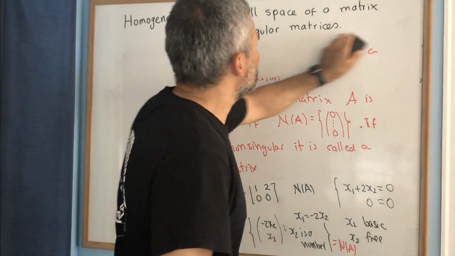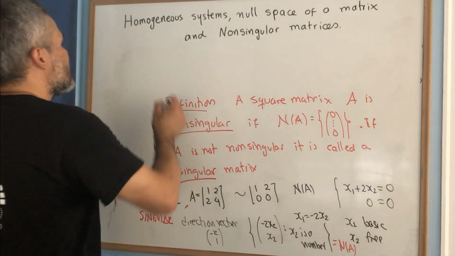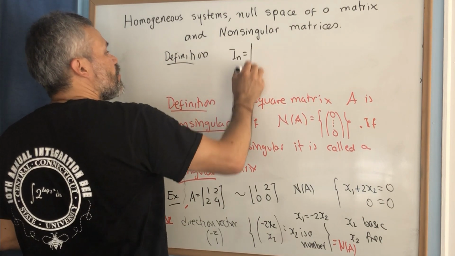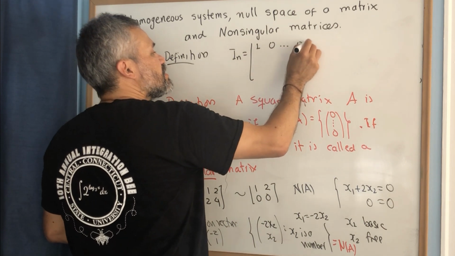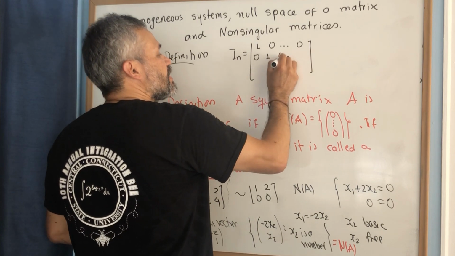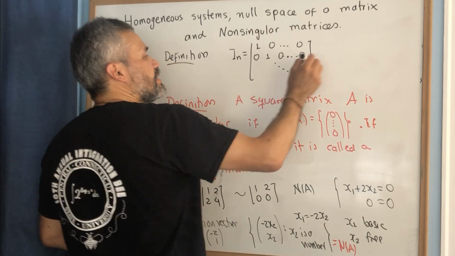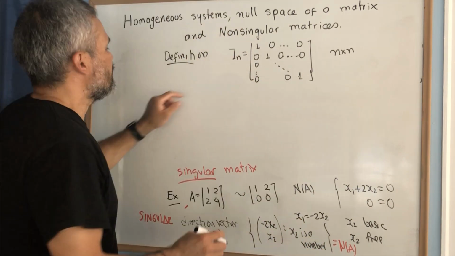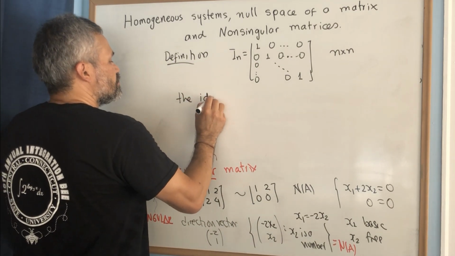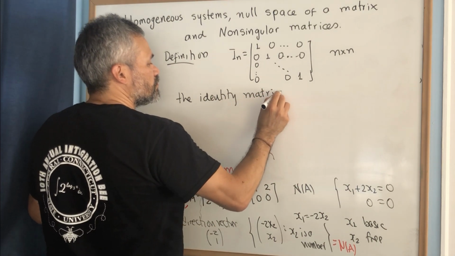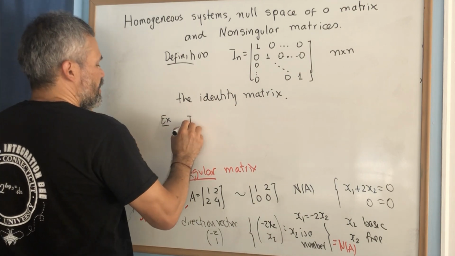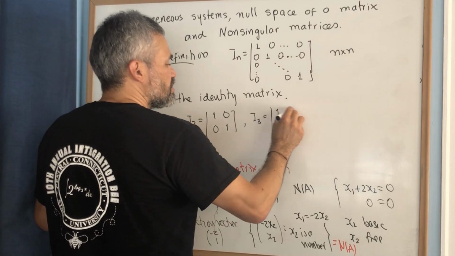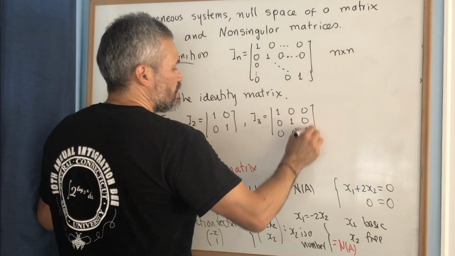An important observation is that if we define the matrix I sub n, which is the matrix with a 1 here, 0 everywhere else, a 0, a 1, and then 0 everywhere else, and then a 1 here. This is an n by n matrix with zeros everywhere else. This matrix is called the identity matrix. Examples are the identity 2, which is the matrix 1, 0, 0, 1. The identity 3 is 1, 0, 0, 0, 1, 0, 0, 0, 1, and so on.